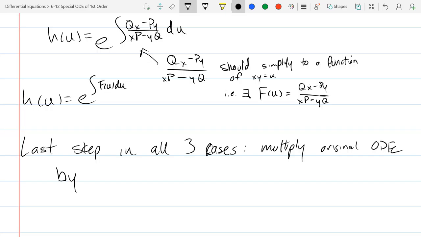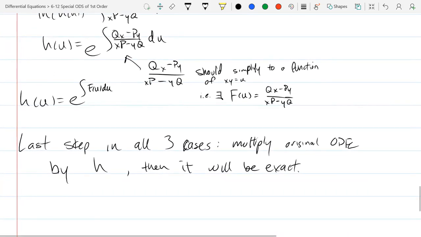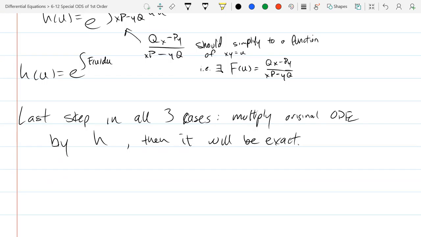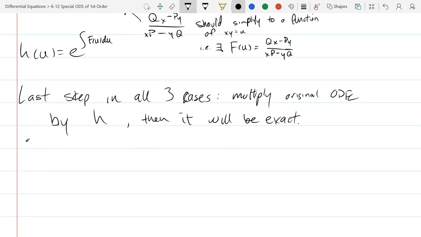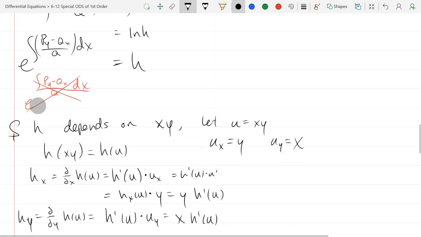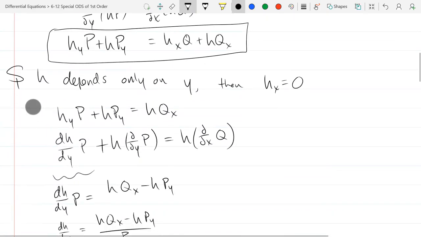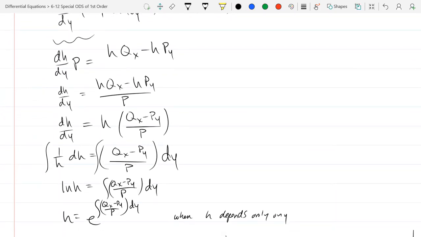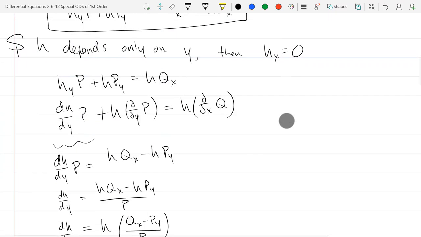So multiply the original ODE by H, then it will be exact. So let's review the three cases. Do first, second, third, the order that we wrote them.